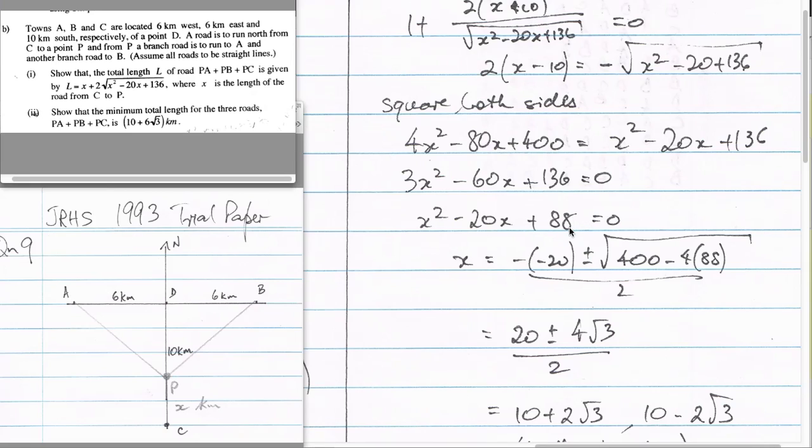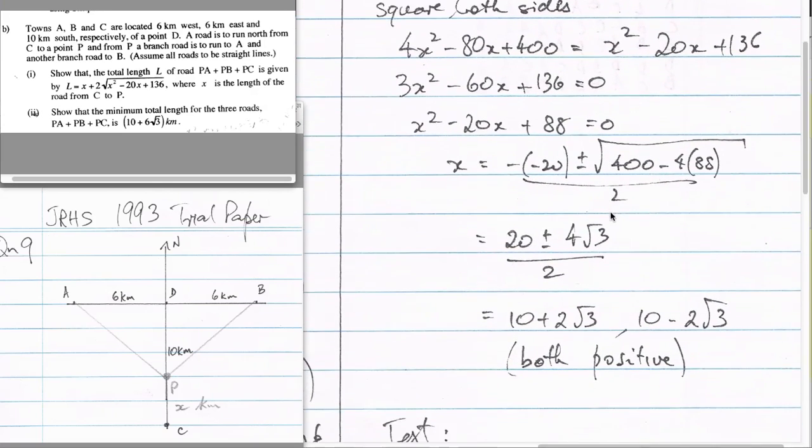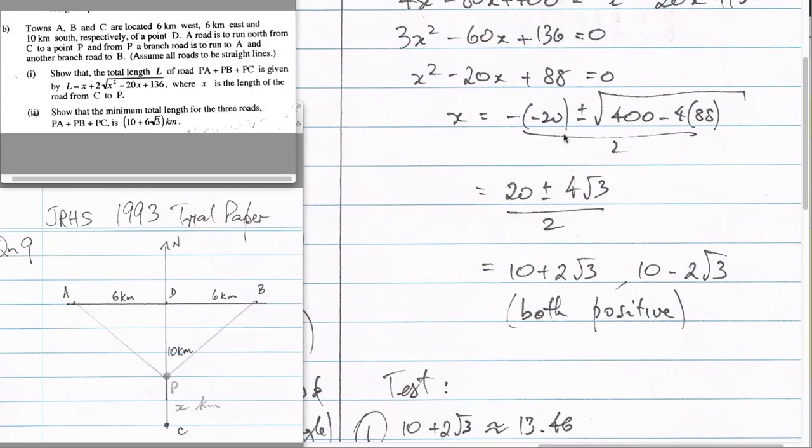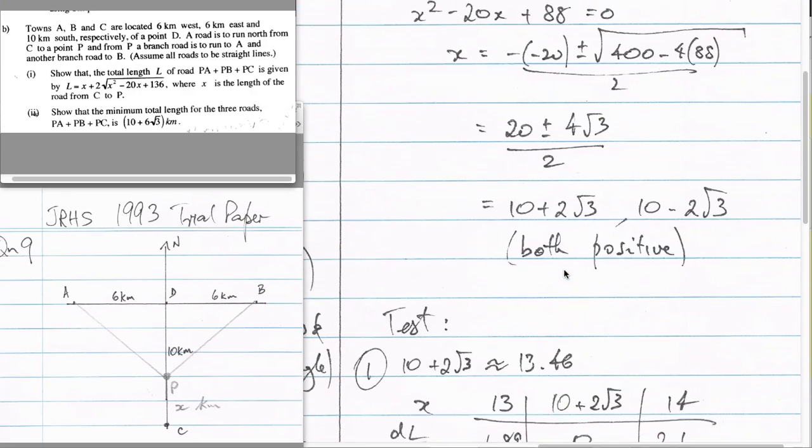There's no factors of 88 that add to give 20, so I'm going to use the quadratic equation, and that's what I get. Okay, so racing through that a little bit. 10 plus 2 root 3. Now don't forget, 2 goes in the 20 and 2 goes in the 4, so I can cancel. Both of these things are positive, so I have to test both of these values.